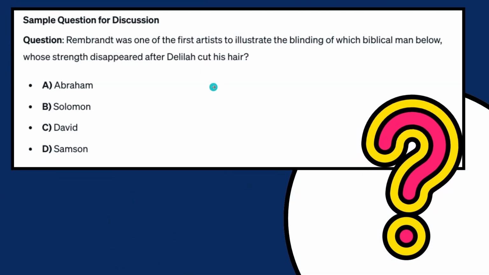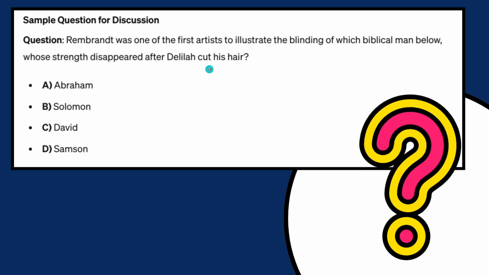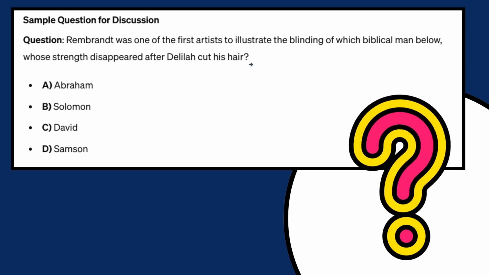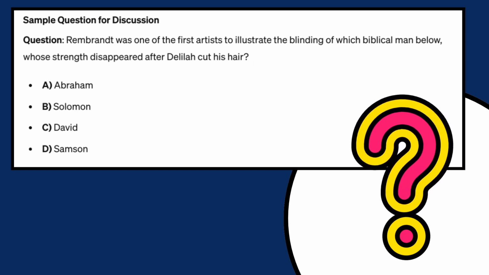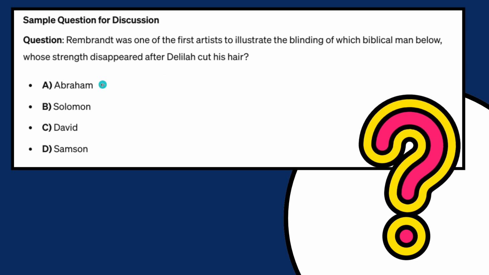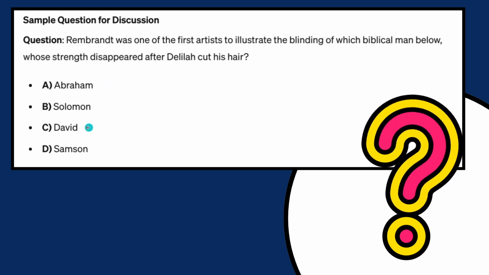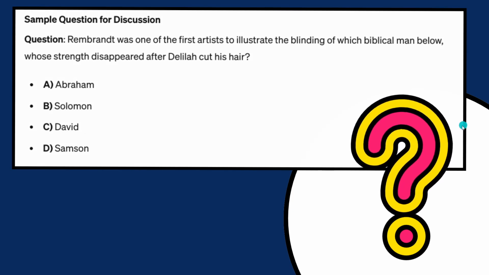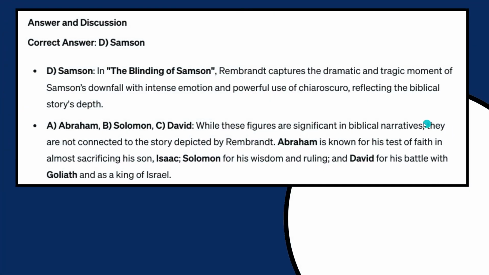So, a sample question. Rembrandt was one of the first artists to illustrate the blinding of which biblical man below, whose strength disappeared after Delilah cut his hair? Is that Abraham, Solomon, David, or Samson? The correct answer is going to be Samson.